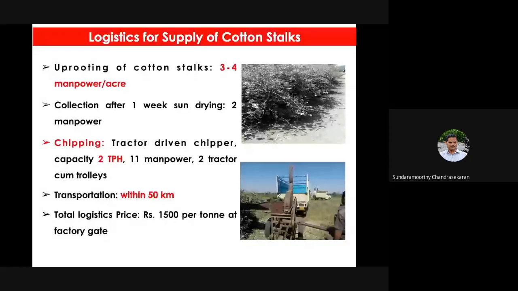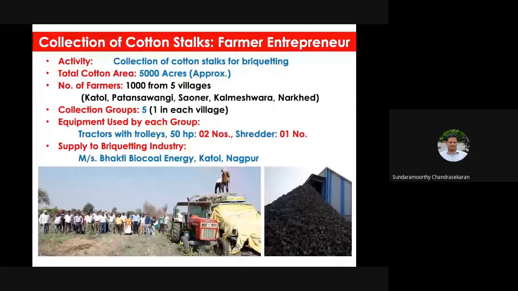And one of the achievements of this is a progressive farmer in the area of Amravati, who was very much influenced by this technology. He has been incubated in our service, and he has learnt about pelleting, all these processes. And he thought that it would be more viable to collect the stalks and then supply it to the existing briquetting plant. So he just identified the source plant. One briquetting plant is located at Katol, Nagpur.